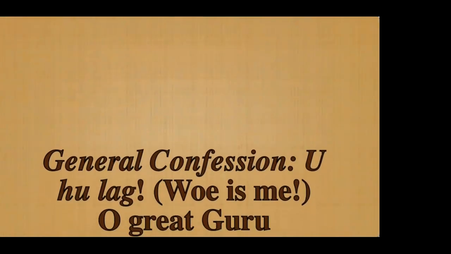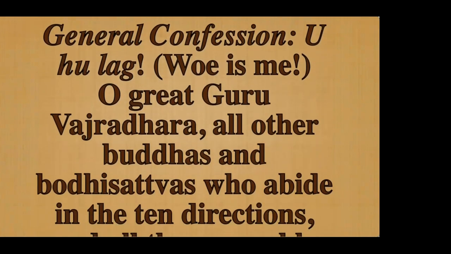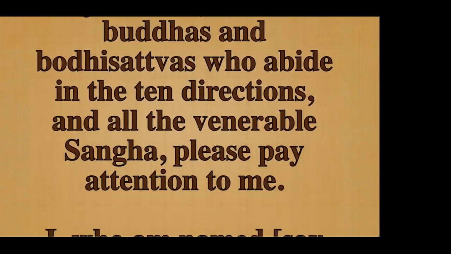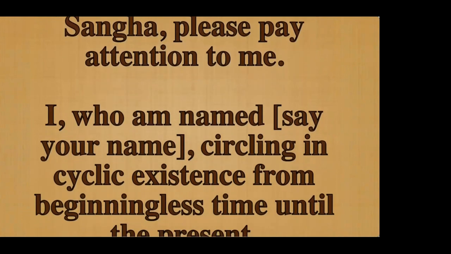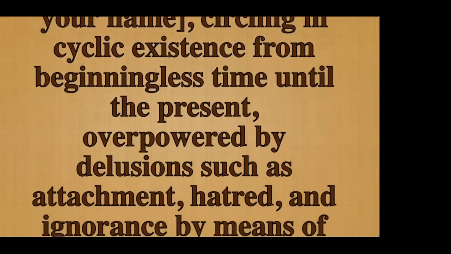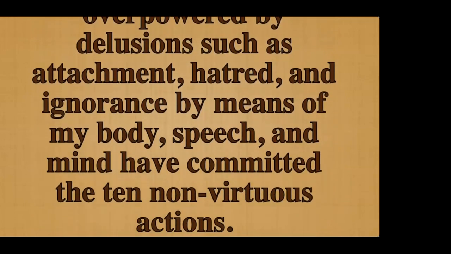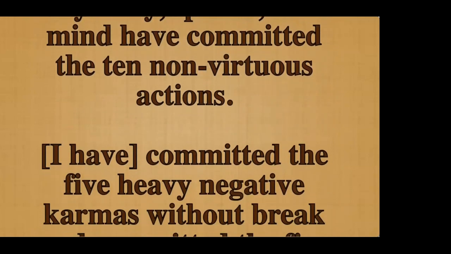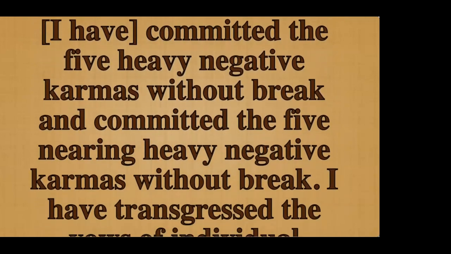Woe is me. Great Guru, Vajradhara, all other Buddhas and Bodhisattvas who abide in the 10 directions and all the Venerable Sangha, please pay attention to me. I, who am named, circling in cyclic existence from beginningless time until the present, overpowered by delusions such as attachment, hatred, and ignorance, by means of my body, speech, and mind, have committed the 10 non-virtuous actions, committed the 5 heavy negative karmas without break, and committed the 5 nearing heavy negative karmas without break.